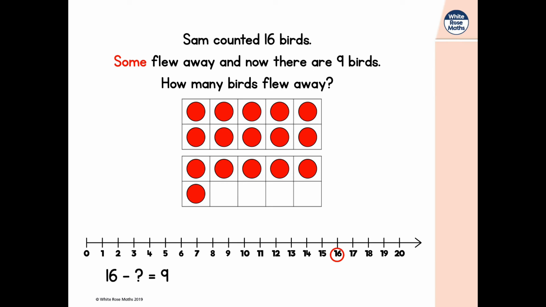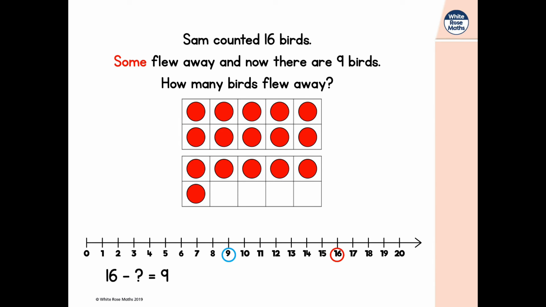We also know that after some of them flew away, it showed 9 birds remaining. So we need to look at what's the difference between 16 and 9. And how can we show that? Well, we could count one jump at a time all the way from 16 down to 9. Or we could do a little bit more efficient, a little bit faster method.